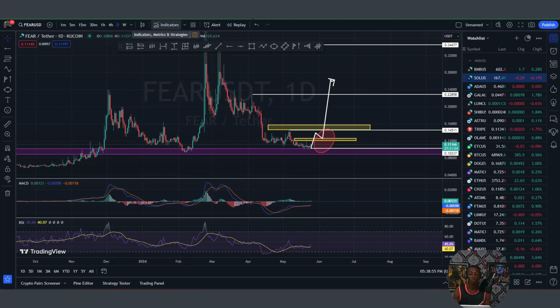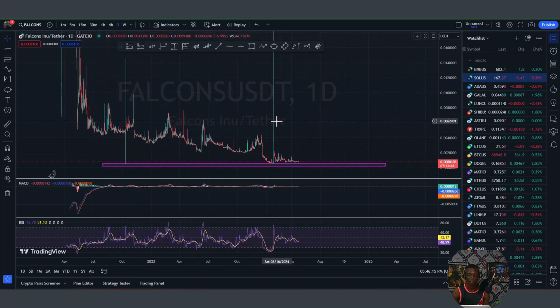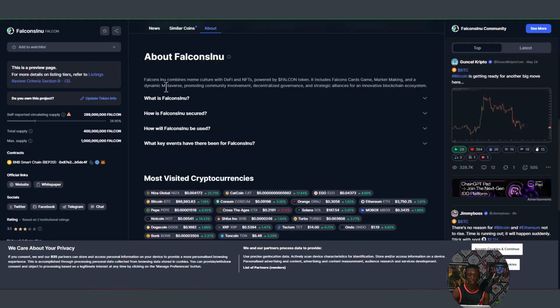Now the next one we'll be going for is Falcon Inu. So it is here, right here on my TradingView chart. So we'll go to CoinMarketCap and find out what Falcon Inu is. Falcon Inu combines meme culture with DeFi and NFTs powered by the Falcon token. It includes Falcon's card games, a market making, and a dynamic metaverse, promoting community involvement, decentralized governance, and strategic alliance for an innovative blockchain ecosystem.